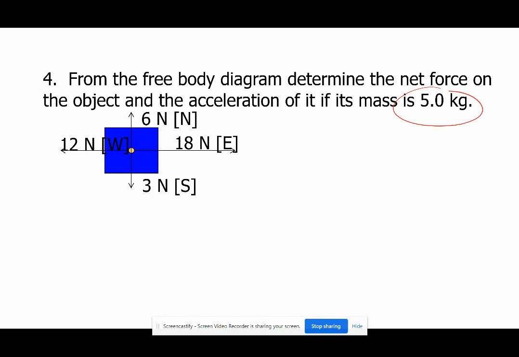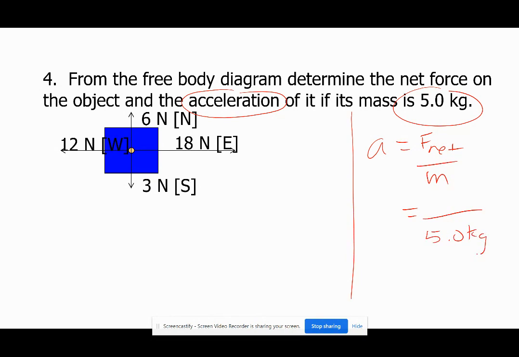Gives me a mass, 5 kilograms. Gives me a whole bunch of forces on that mass. And it says find the acceleration. Well, acceleration equals F net over mass. We know that the mass is 5 kilograms. But again, we don't know what the net force is. We can find the net force from this diagram.